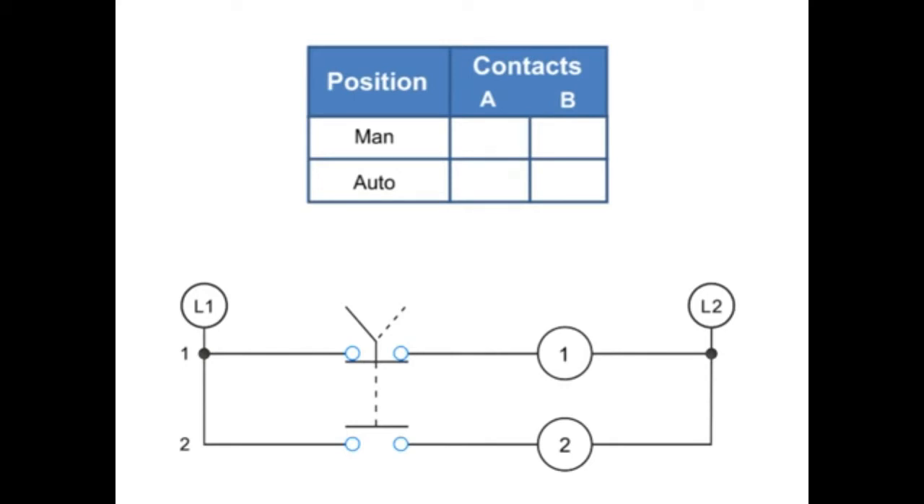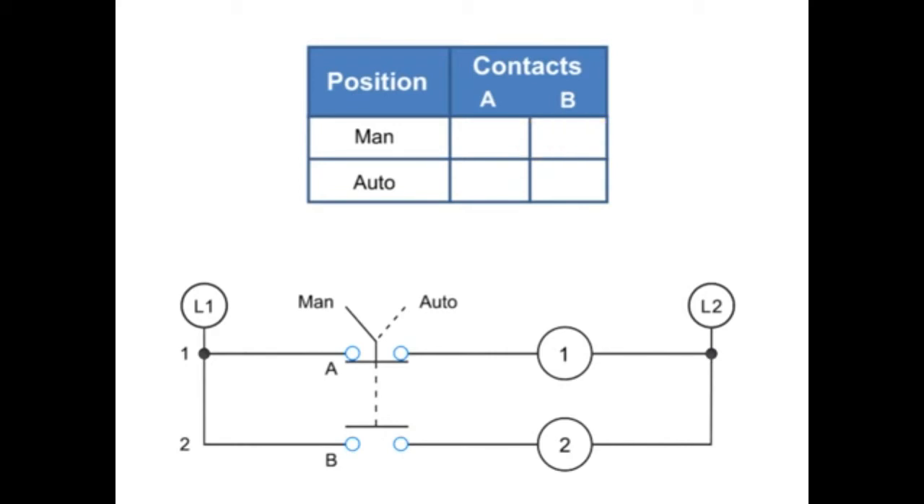Each contact on the line diagram is marked A or B. The positions of the selector switch are marked MAN for manual or Auto for automatic. The truth table can be used to easily interpret what contacts are closed for a particular position. An X is placed in the table if a contact is closed in any position. An O is used to depict that a contact is open.